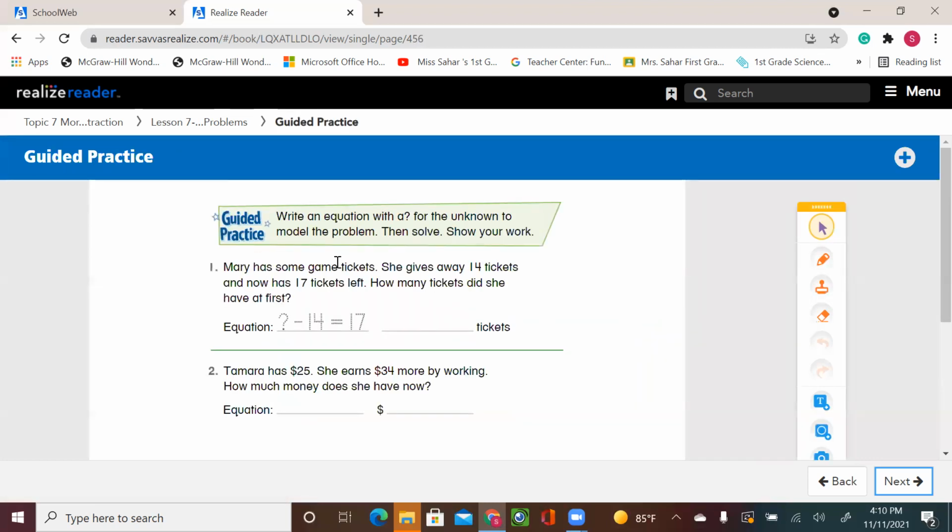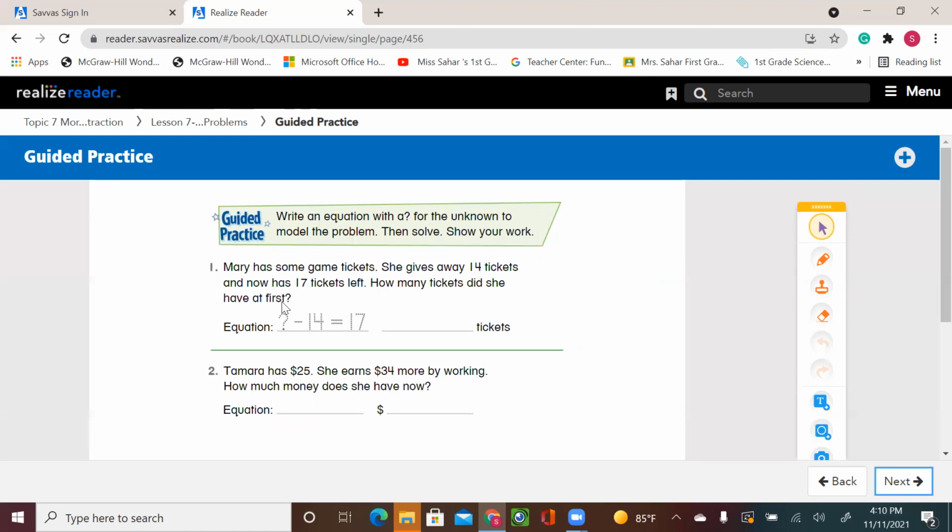All right, page 282. Write an equation with a question mark for the unknown to model the problem, then solve it, show your work. So as we see here, Mary has some game tickets. She gives away 14 tickets, and now she has 17 left. How many tickets did she have at first? So she had some number of tickets. She gave away 14 tickets, and now she's left with 17. How many did she start with? How many did she have first?